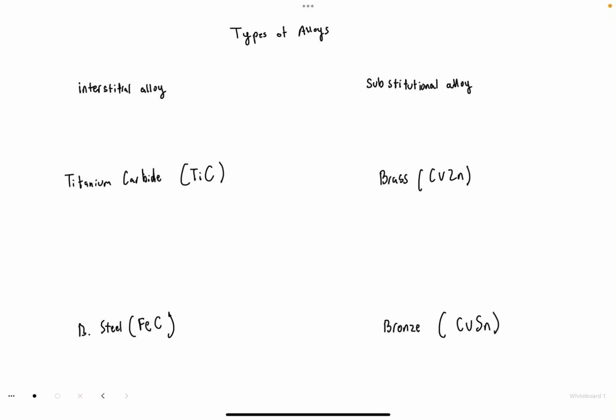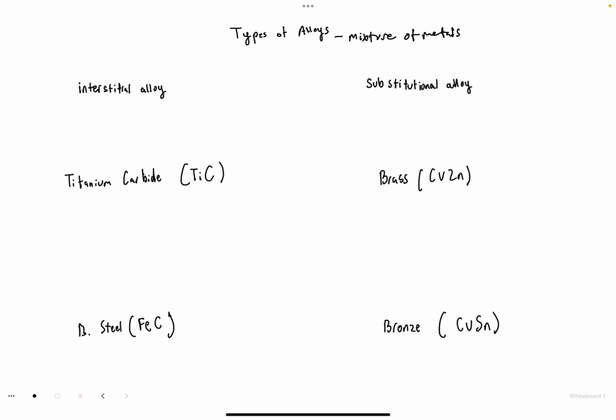Welcome to the types of alloys lesson. Alloys are typically a mixture between metals, but they can also be sort of a non-metal.